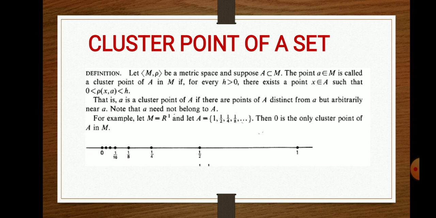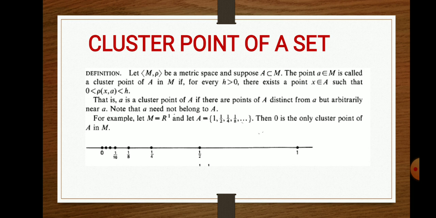Next definition is a cluster point of a given set. First consider a metric space (M, rho), and let A be a subset of M. The point a in M, which need not belong to A, is called a cluster point of A in M if for every h greater than 0, there exists a point x belongs to A such that 0 is strictly less than rho of x comma a, which is strictly less than h.